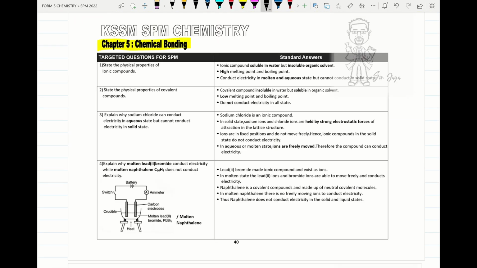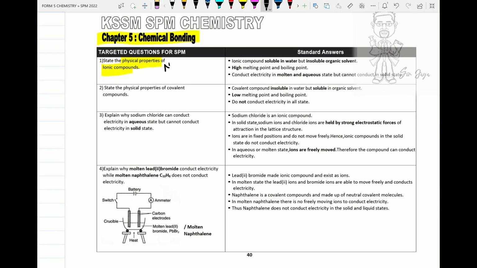So under chemical bonding, please remember the first point, the physical properties of ionic compound. This ionic compound is formed between metal plus non-metal via transferring of valence electron. And the type of particles present, please remember, ion. All ionic compounds are soluble in water but insoluble in organic solvent, and they have high melting and boiling point due to the stronger electrostatic forces of attraction between the cation and anion that are present in the ionic bonding.